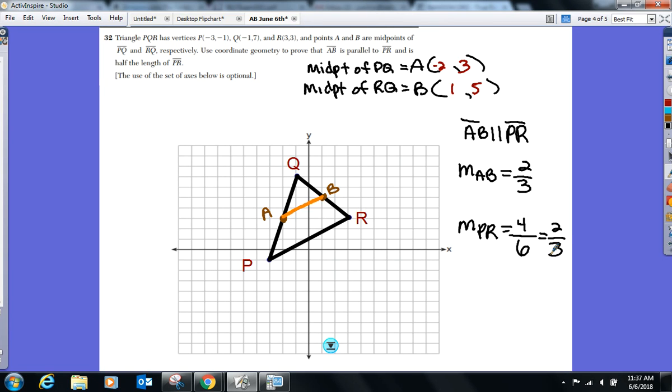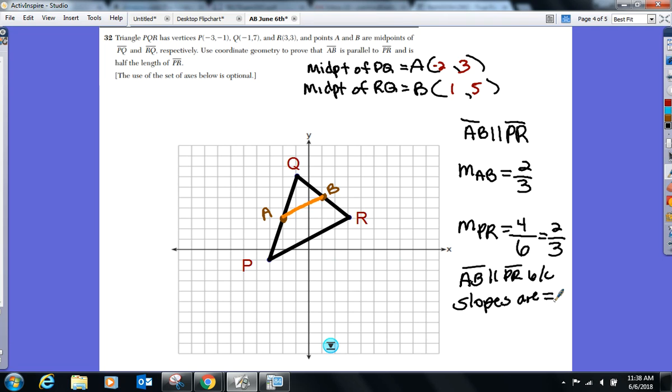Some people may get 4/6 and say they're not parallel because they didn't reduce it. That's what I'm saying. Still not good enough. Just showing me is not going to do it, right? How do you know they're parallel? AB parallel to PR because slopes are equal. Just need a little concluding statement.